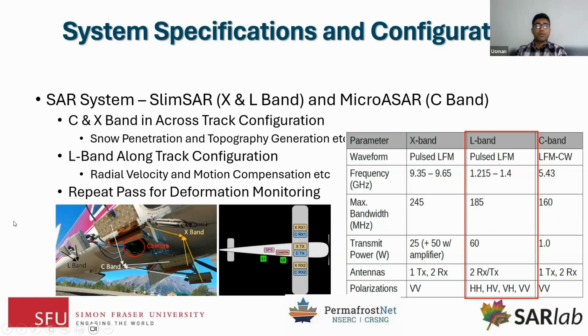Also, on the bottom left figure, you can see the configuration of the system, the way it is installed. These white patches are the L-band antennas, whereas the X and C-band antennas are at the bottom of the belly of the aircraft. And then there's a hole in the belly of the aircraft from where we install the camera for the photogrammetry.